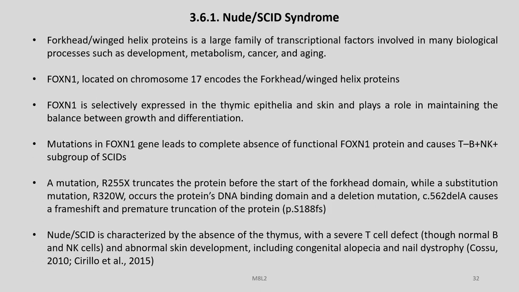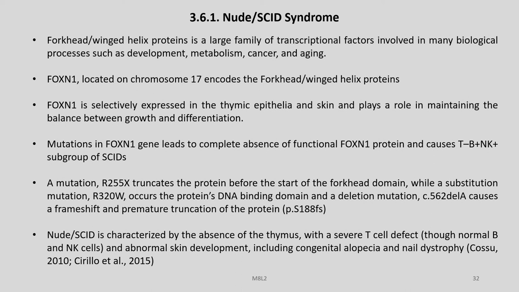In Nude SCID syndrome, forkhead winged helix proteins are a large family of transcription factors involved in many biological processes such as development, metabolism, cancer and aging. FOXN1, located on chromosome 17, encodes the forkhead winged helix protein. FOXN1 is selectively expressed in the thymic epithelia and skin and plays a role in maintaining the balance between growth and differentiation. Mutations in the FOXN1 gene lead to complete absence of functional FOXN1 protein and cause the T minus B plus NK plus subgroup of SCIDs.